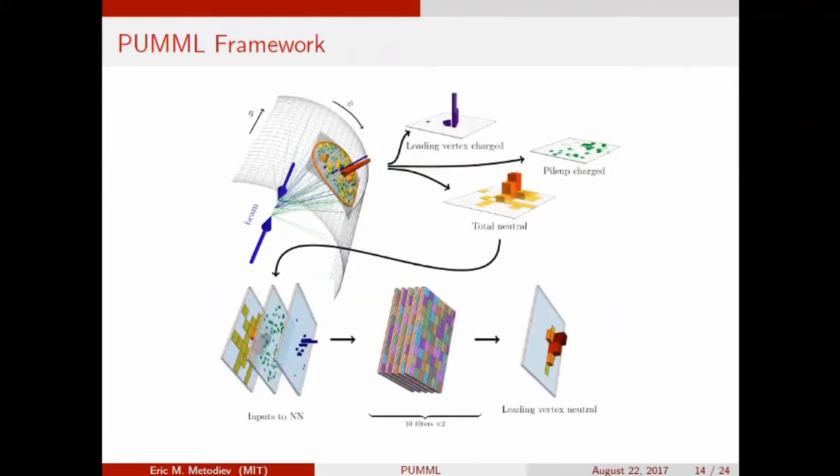So this is just a summary of the framework that we built. You take your event, in this case a jet, filter it into these 3 categories: the leading vertex charged, pileup charged, and total neutral inputs. And you run it through your network, which learns how to take that input and tell you the leading vertex neutral information.